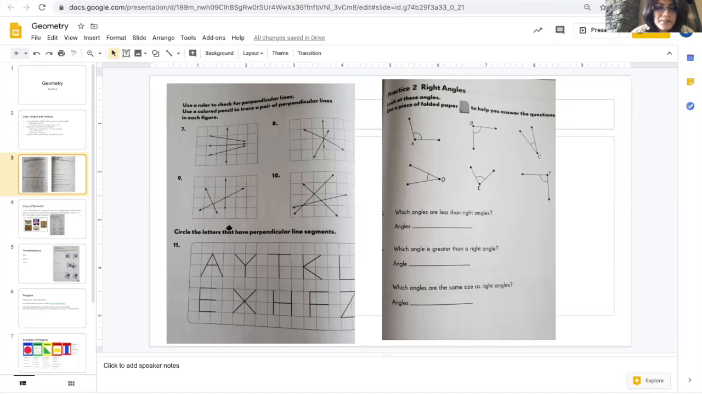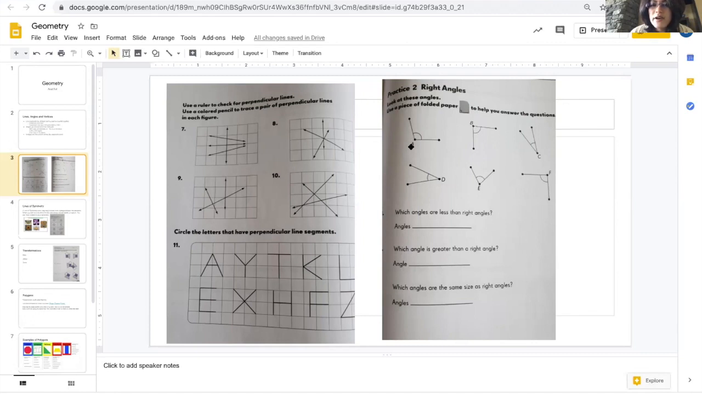Not this one. So you can challenge yourself a little bit, and then maybe you even draw out these letters and figure out which ones are the letters that have perpendicular line segments. If you look on this side, we have different kinds of angles.